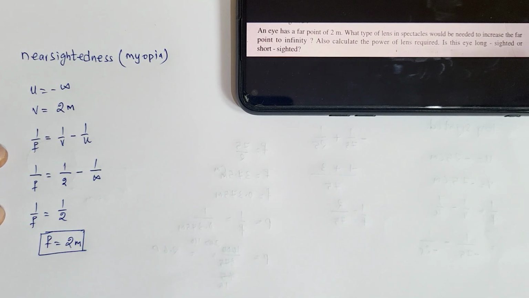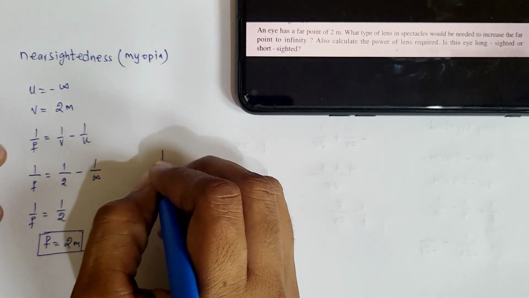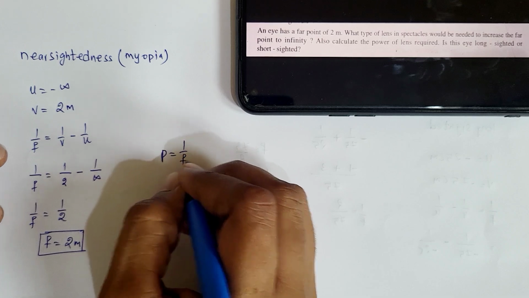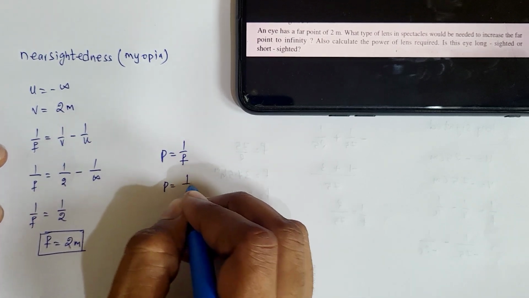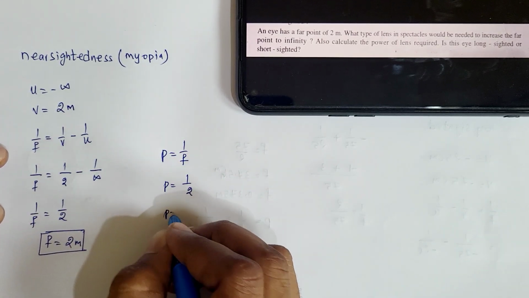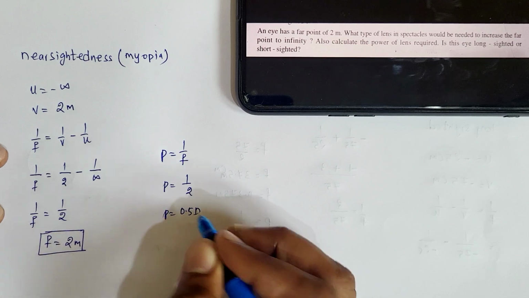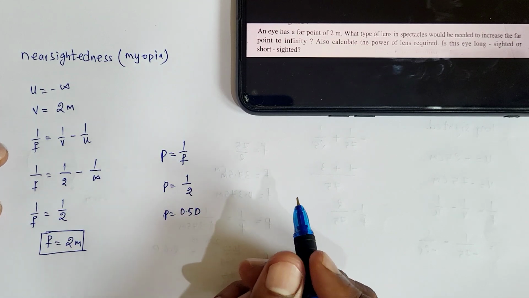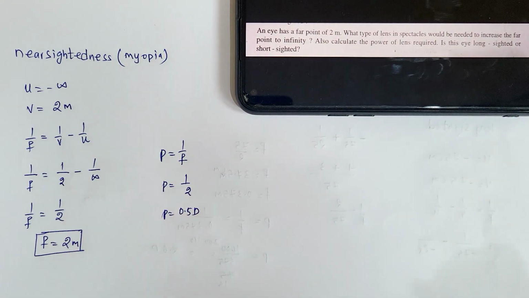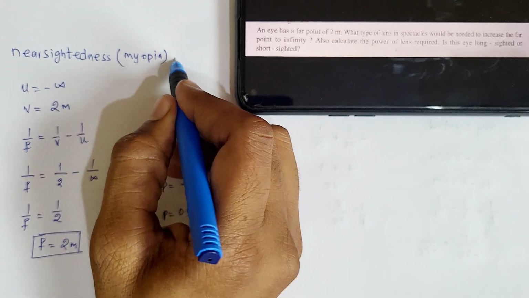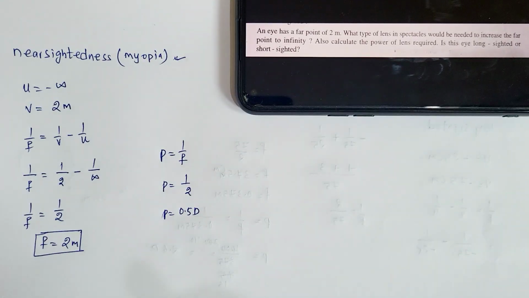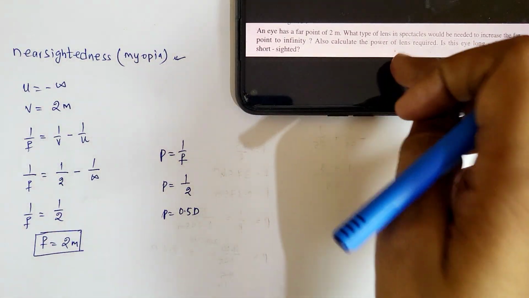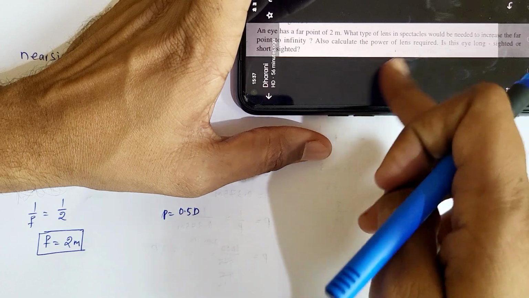We have to calculate the power. How to calculate power? Power P will be equal to 1 by f. P is equal to 1 by 2. So P is equal to 0.5 diopter. Is the eye long sighted or short sighted? Short sightedness. It is myopia. Okay. Now let us take one more problem.